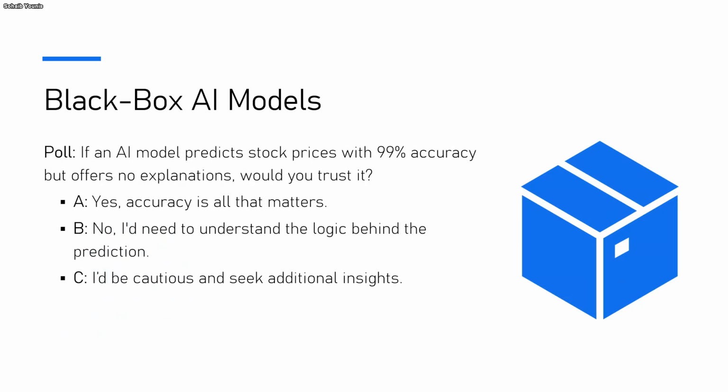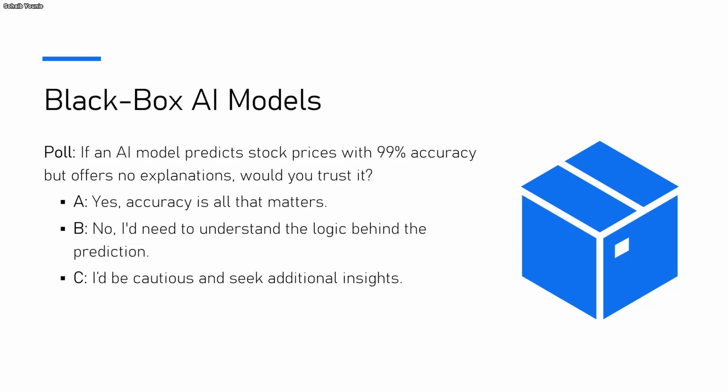Okay, so earlier I mentioned black box models. Most of the big deep learning models like ChatGPT, Gemini, these are deep learning models, and they are referred to as black box because you cannot exactly see how a specific decision or output was made. So another scenario: if you have an AI model, maybe you created yourself or you just got, that predicts stock prices with 99% accuracy, but it doesn't tell you why. Would you trust it?